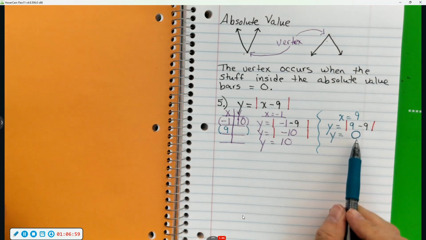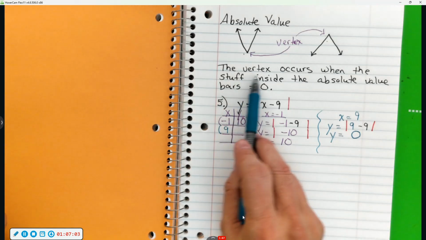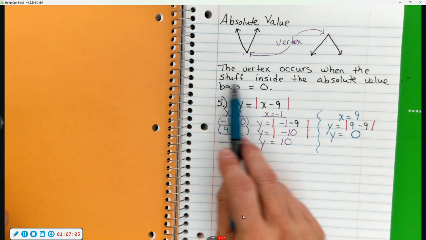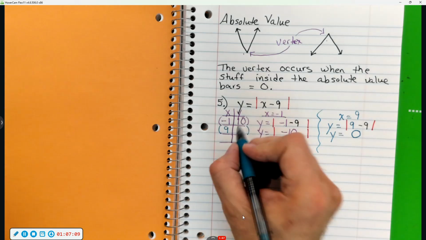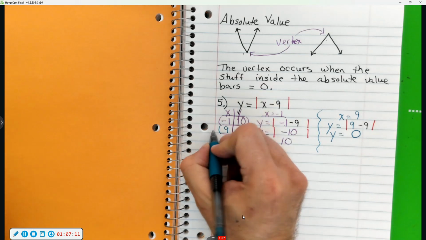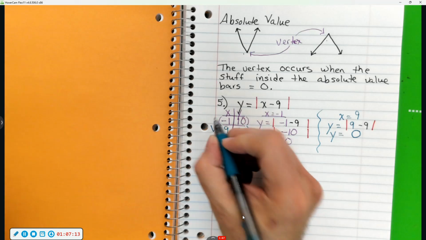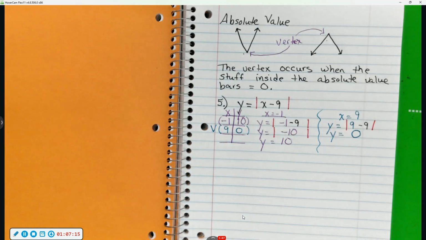What did we just find? The vertex. The vertex occurs when the stuff inside the absolute value bars equals 0. So I'm going to put a V right here, again, because the graphing tool is going to say plot the vertex first. So you've got to know which one's the vertex. So let me punch in a 0.